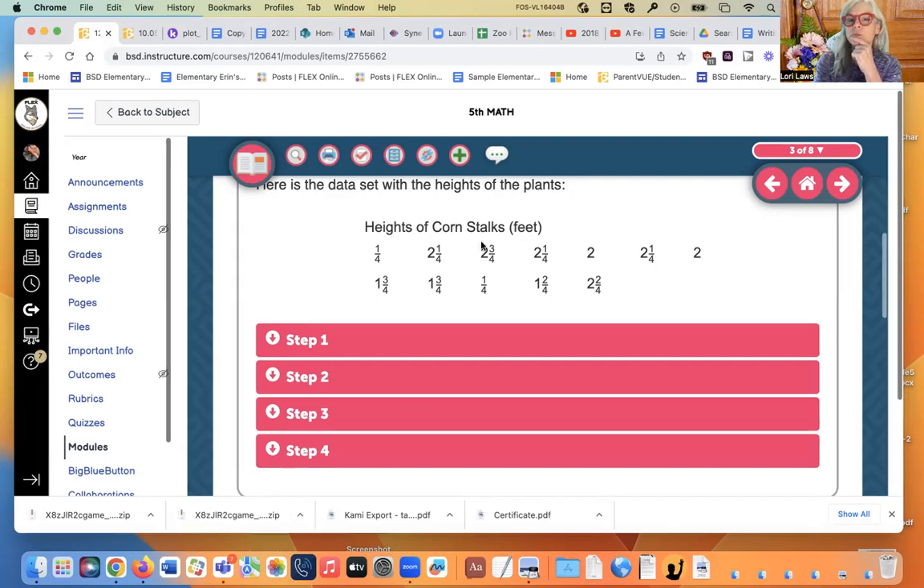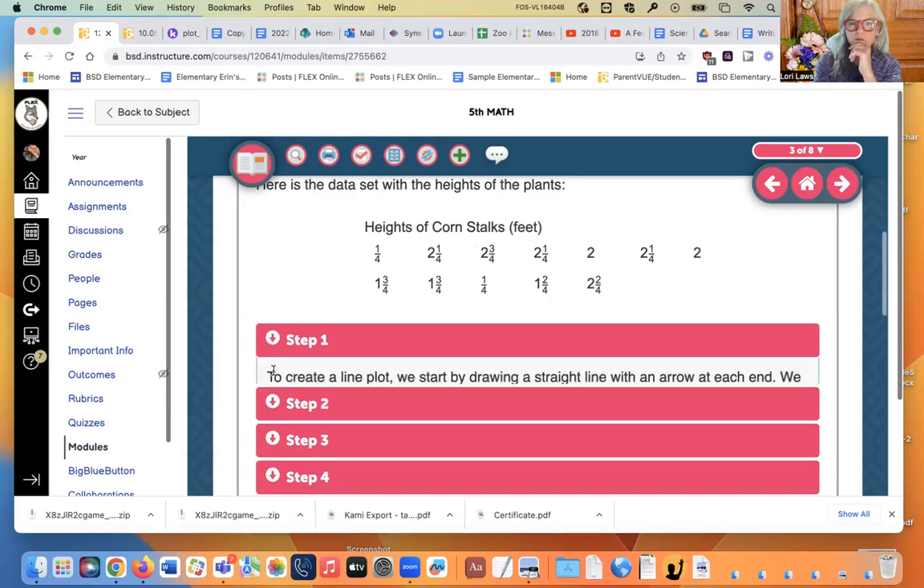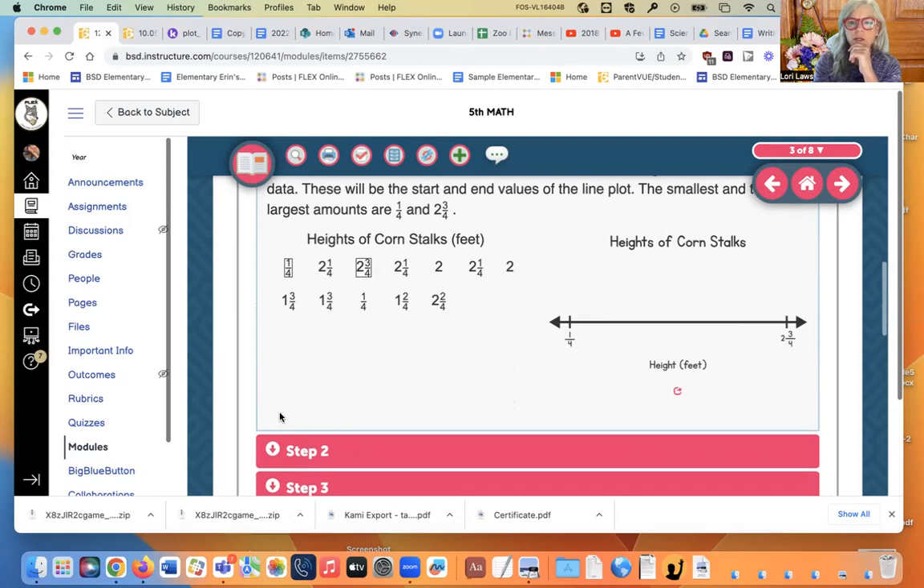Guys, see it? 2 3/4. Yes, 2 3/4. That's right, Amadi. So here's my 1/4, here's my 2 3/4. Now I need to add the fourths. 1/4, 2/4, 3/4, 1, 1 1/4, 1 2/4, 1 3/4, 2, 2 1/4, 2 2/4, 2 3/4. And that's all the higher I have to go. I don't have to go to 3 because it's not there.